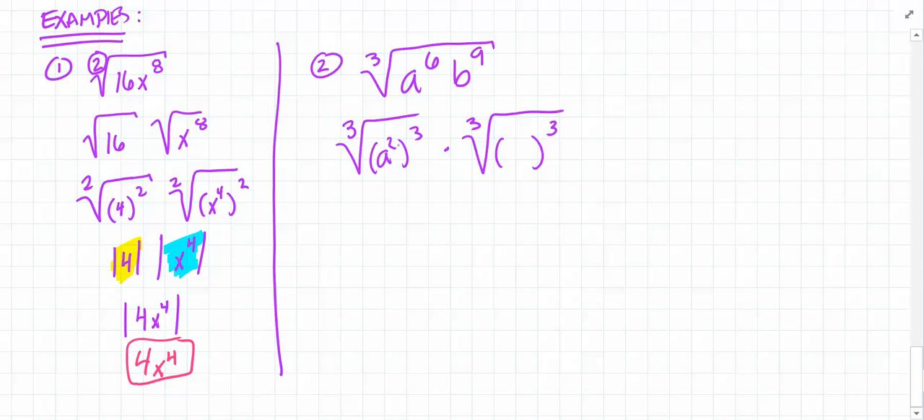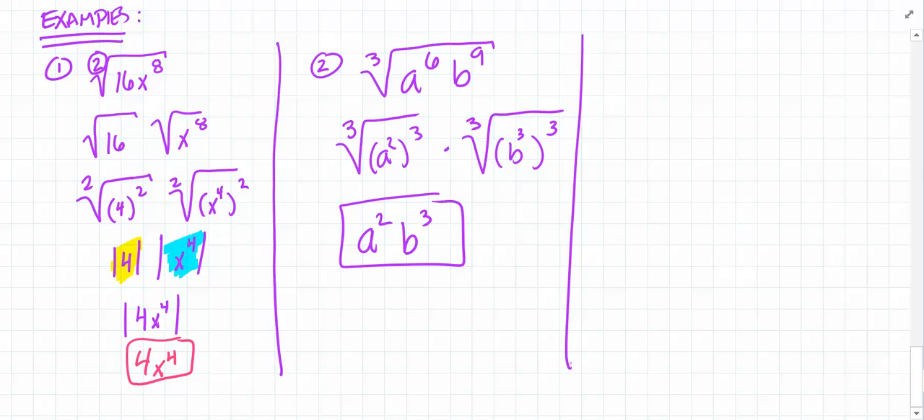The cube root of a squared to the 3rd is just a squared. The cube root of b cubed to the 3rd is just b cubed, and that's my answer. Easy, medium, or hard? Easy. Okay, good. Let's try one that's going to have an absolute value in it.